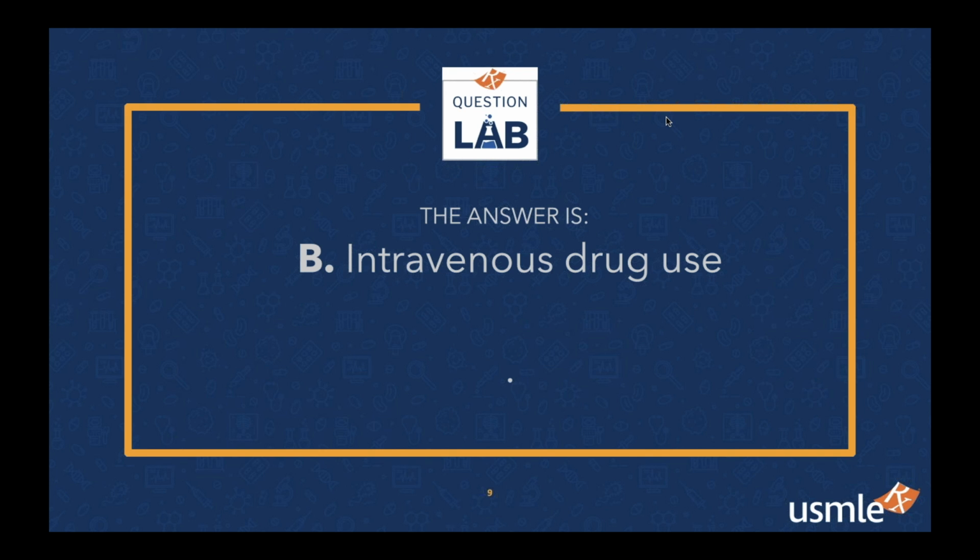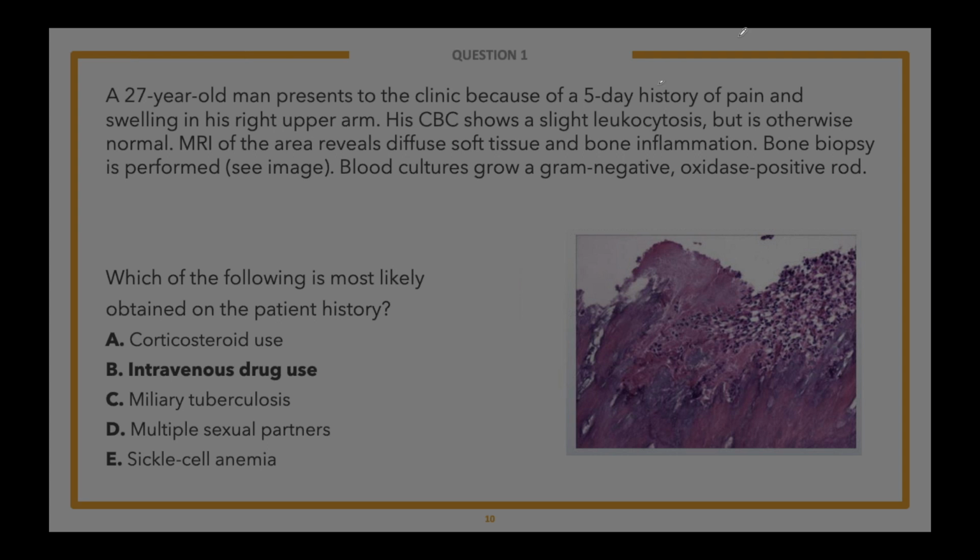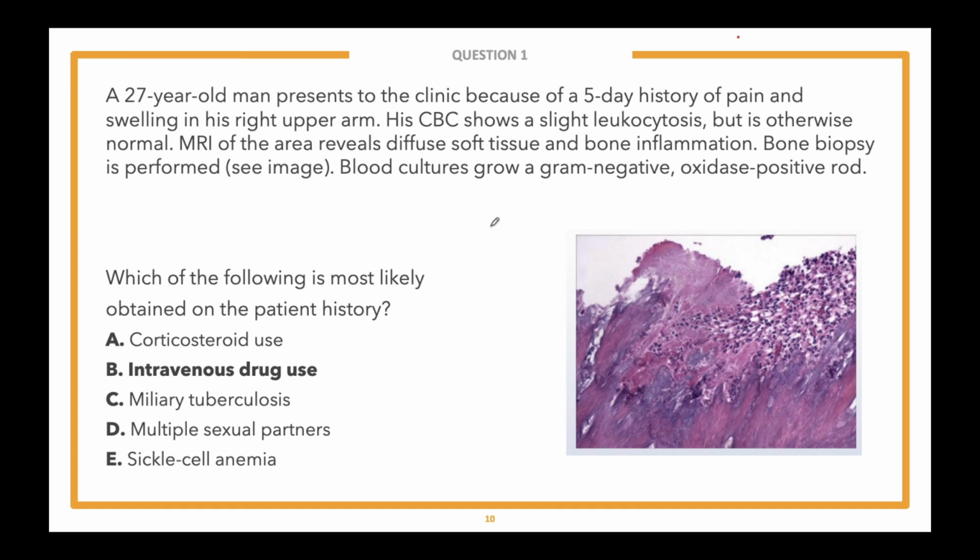Thank you, Sean. So yes, great job, guys. So this patient was presenting with a few things. A 5-day history of pain and swelling in the right upper arm. There is slight leukocytosis, and that MRI is telling us that there is some inflammation in the bone and the surrounding soft tissues. This should automatically make you concerned for osteomyelitis, okay? And when you look at that image, you also see almost like an abscess within the bone, and you see a lot of neutrophils and other inflammatory cells. This is also suggestive of an infection, okay? So an infection within the bone, think osteomyelitis.